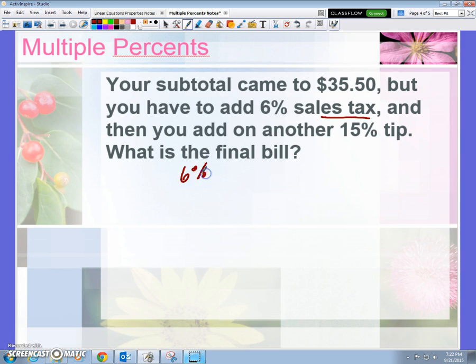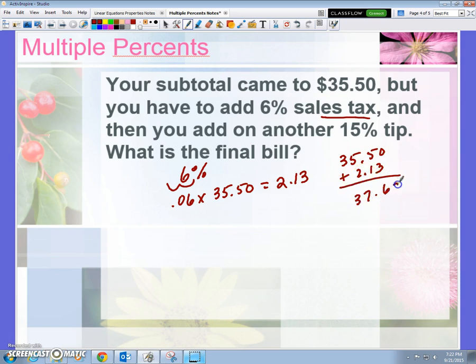Change my 6% to 0.06 and multiply it by 35.50. So 6% of 35.50 is 2.13. All right, now that's the tax. I have to pay another $2.13 of tax. So I had my $35.50, but now it's not $35.50 anymore. That's another $2.13 more than that. So $37.63.